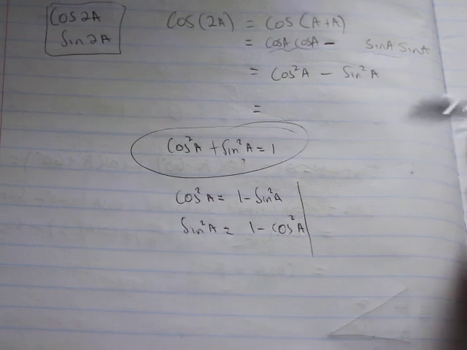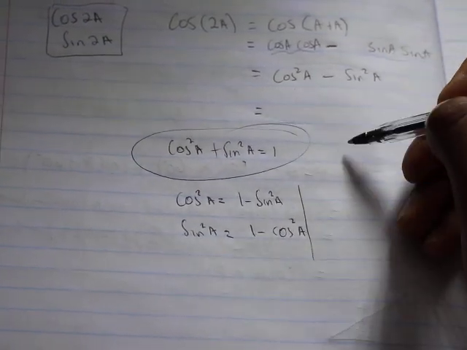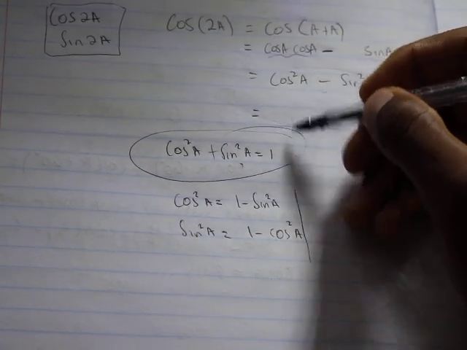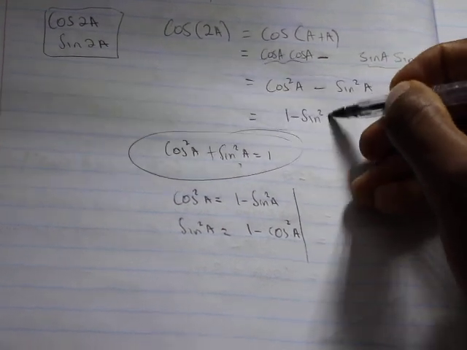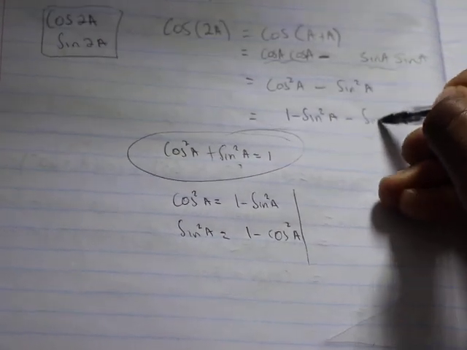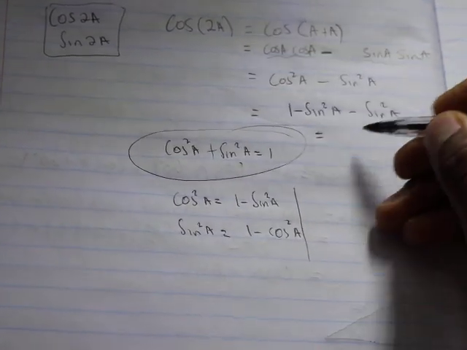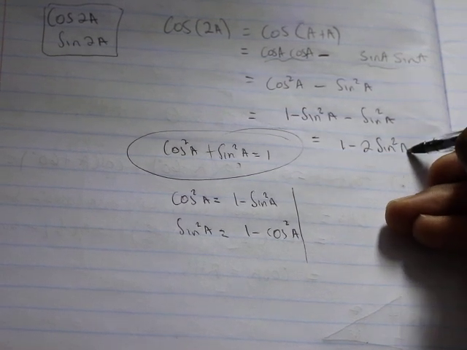So now you can see that we can replace either cos squared A or sine squared A. So let's replace cos squared A. So cos squared A is 1 minus sine squared A, minus sine squared A, and then this becomes what? This becomes 1 minus 2 sine squared A.